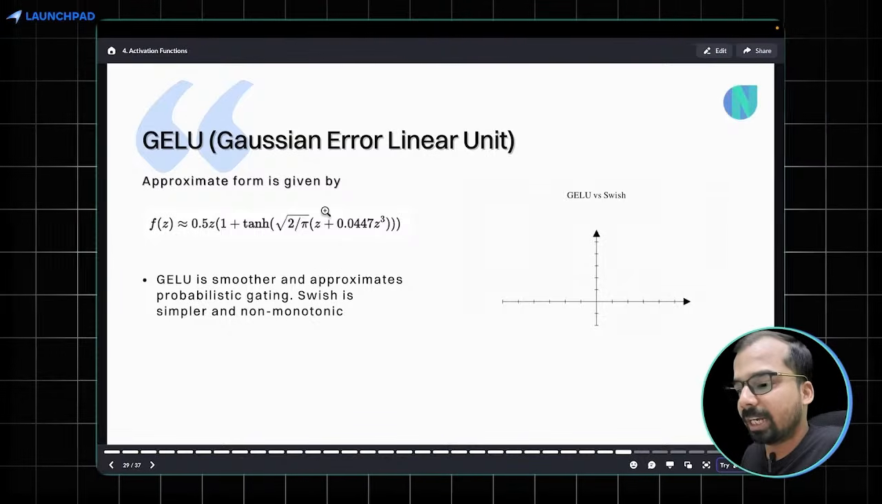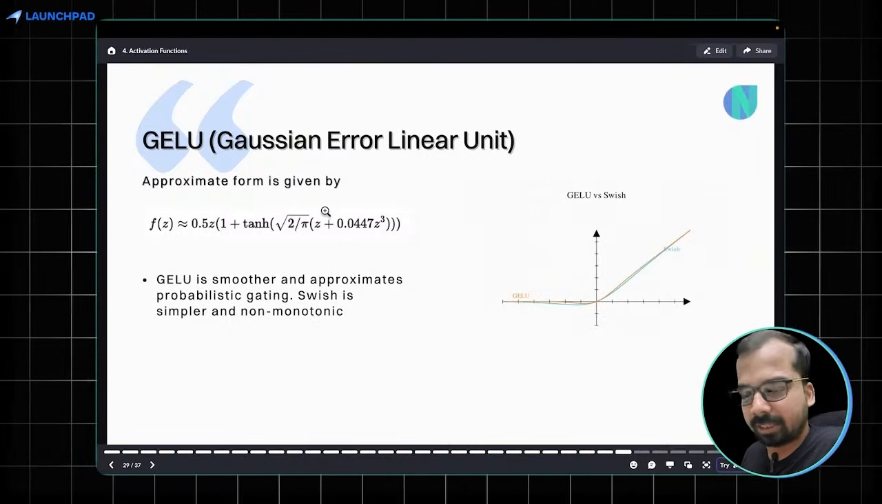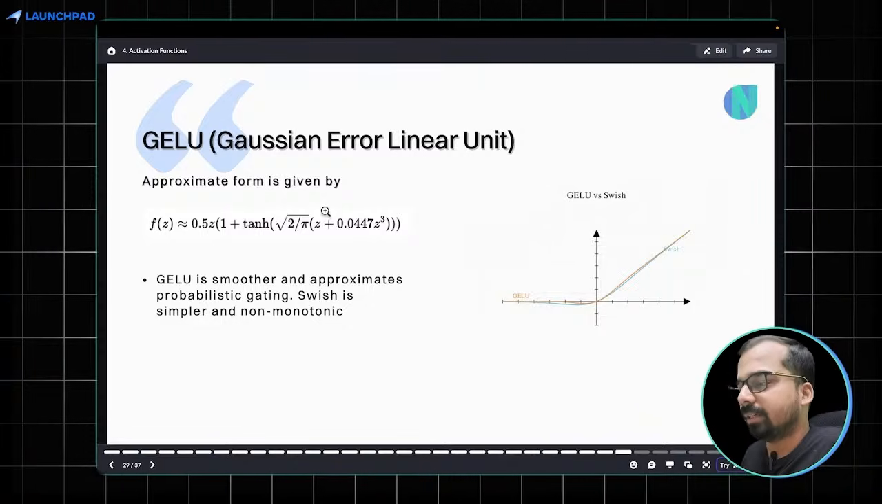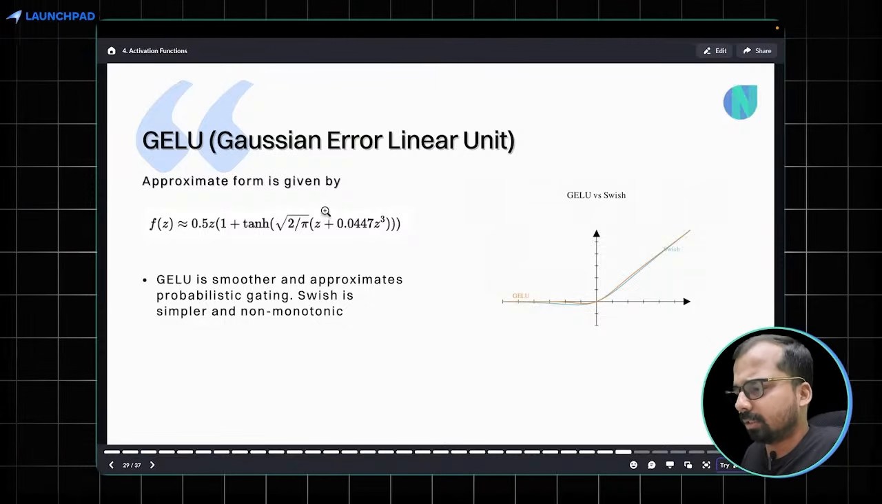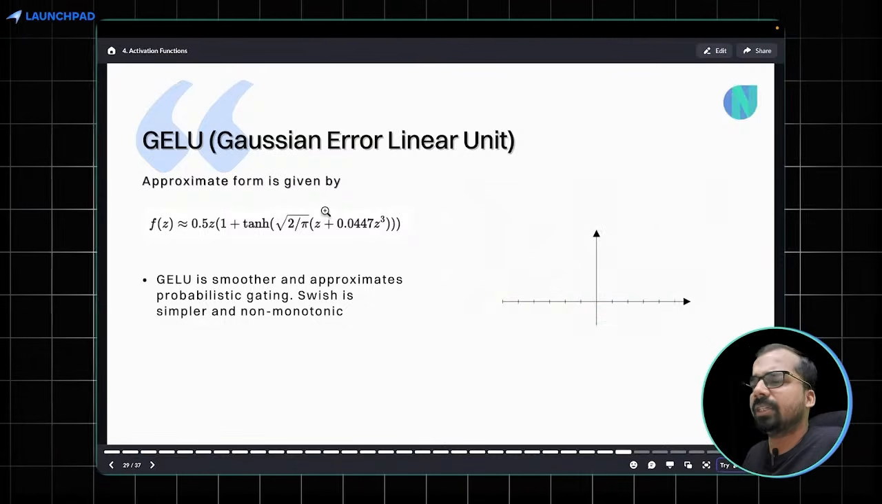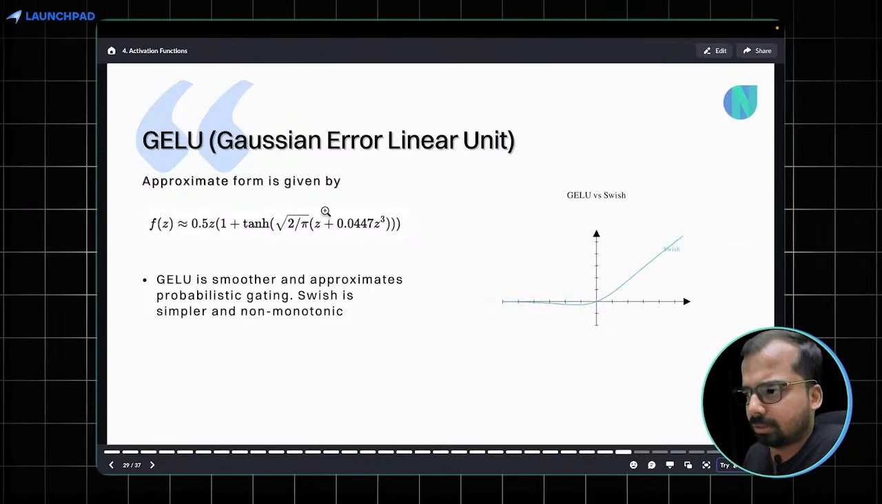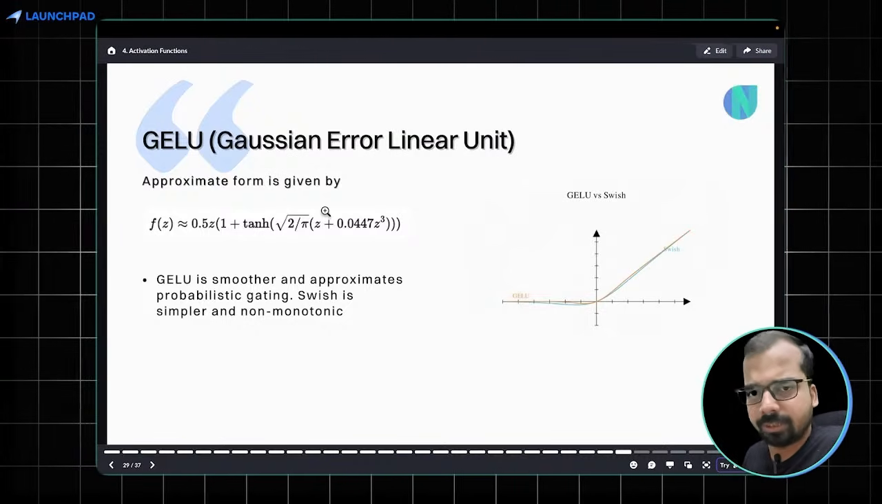GELU is smoother and approximates probabilistic gating, and you can think of it like a higher version of the swish linear unit.